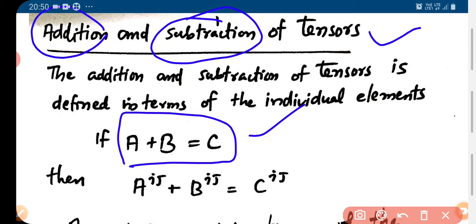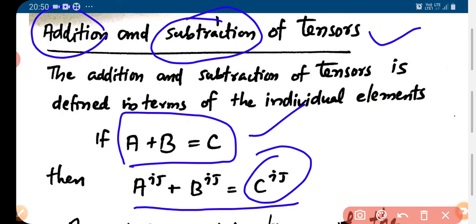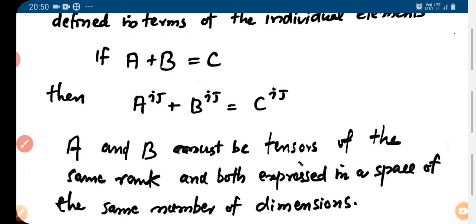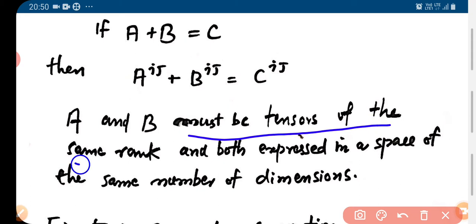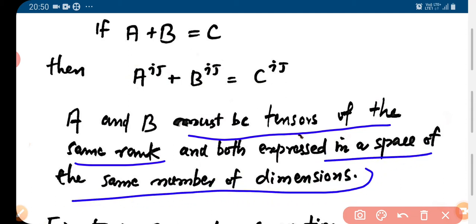This is possible only if the individual components A_ij are the components of A, and B_ij are the components of B. If they add together and we get C_ij, the components of C, then we can add the two tensors. So the condition is that A and B must be tensors of the same rank, and both expressed in a space of the same number of dimensions. Then we can add or subtract tensors.